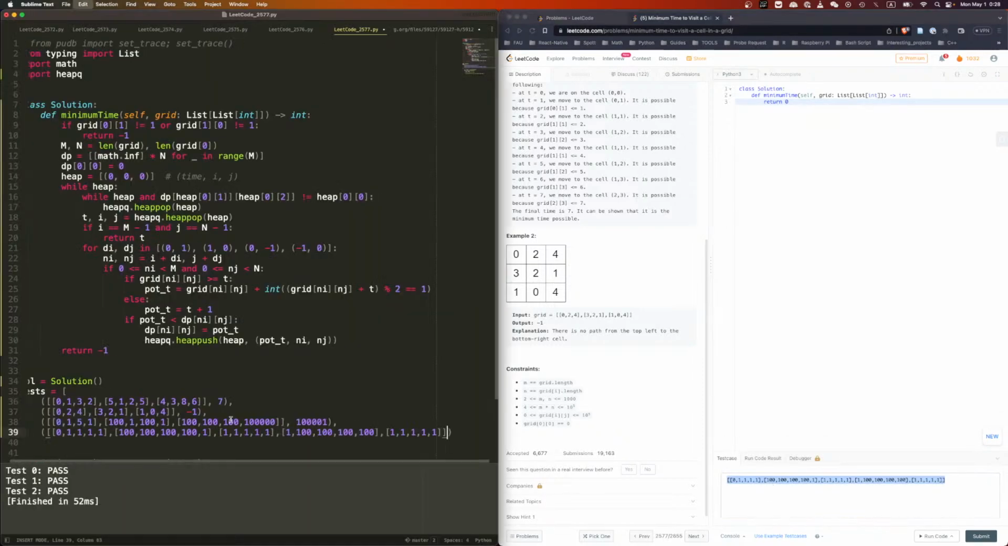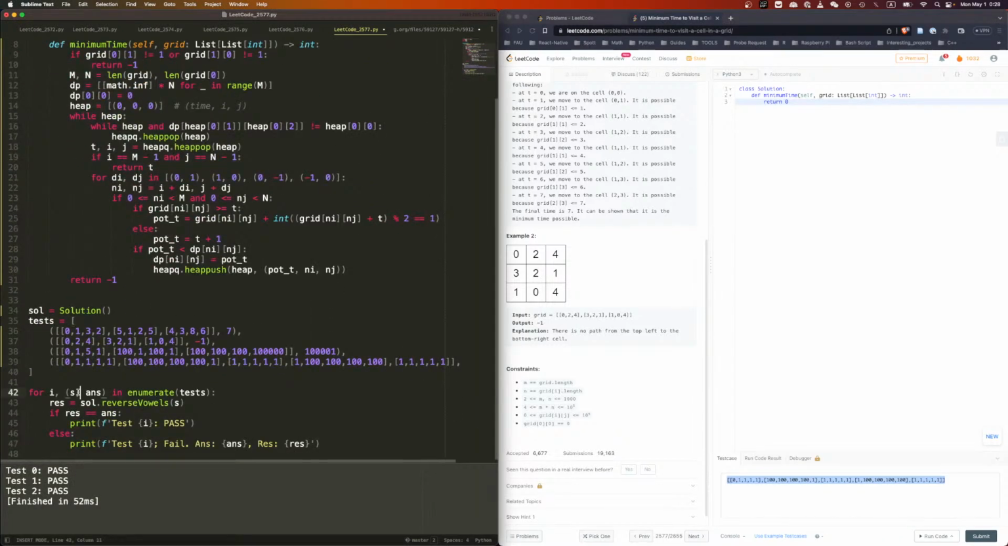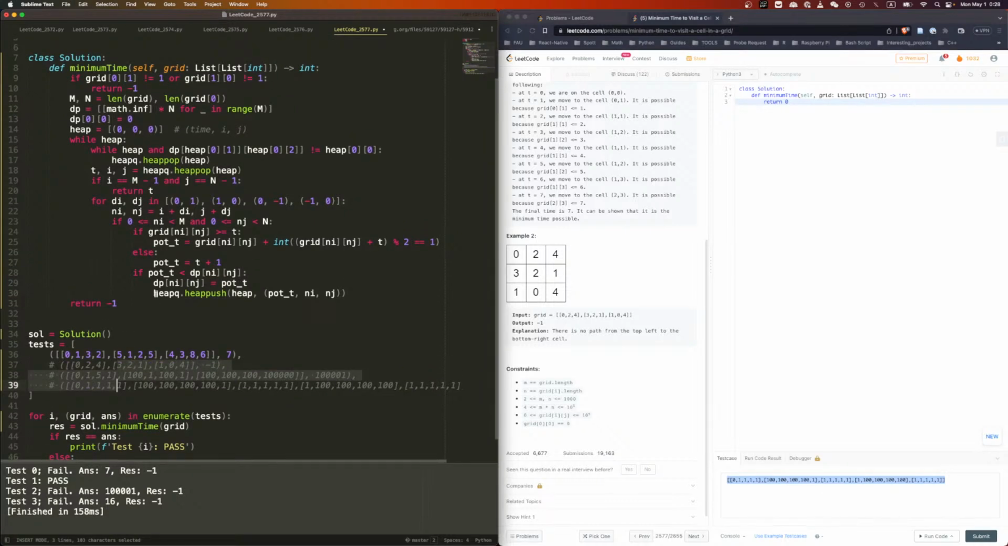Okay, let's see if I can get 16 for this one. If I can, then I have more confidence, right? Grid. That's very bad. Okay. What the hell? What the hell?